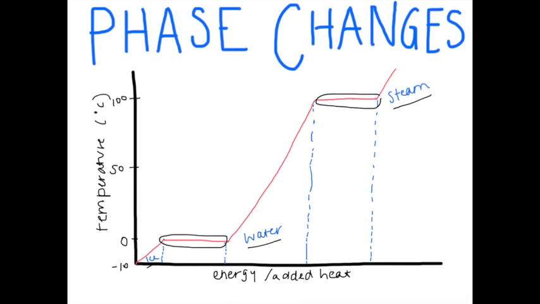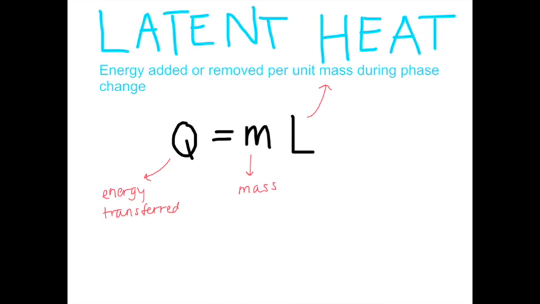You may have also noticed that because this is a graph with the Celsius scale, the changes in phase occur at the melting and boiling points that we've defined for Celsius. So it turns from ice to water at 0 degrees, and then from water to steam at 100 degrees. During phase change, the energy that is added or removed per unit mass is known as latent heat, which we write with the variable L.